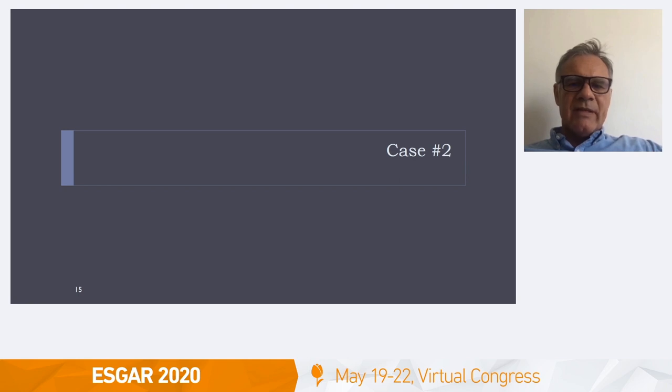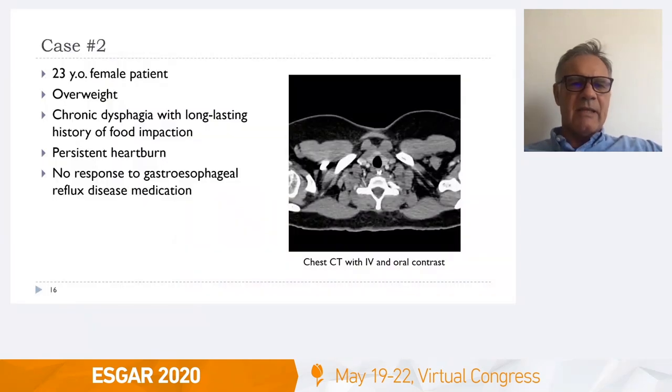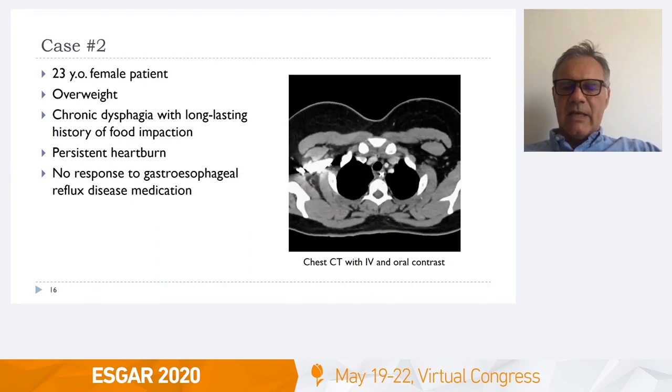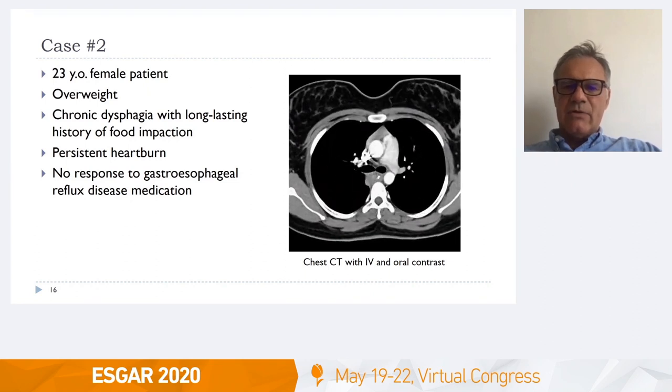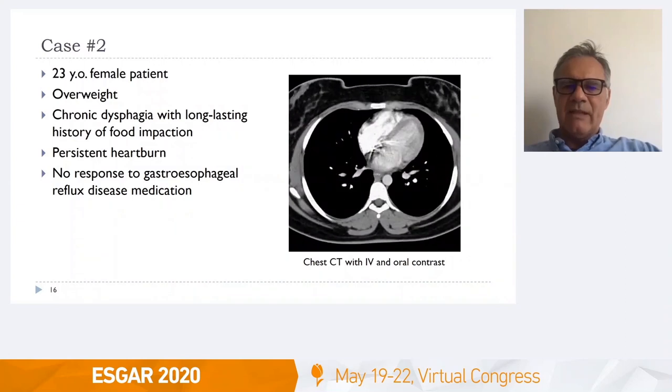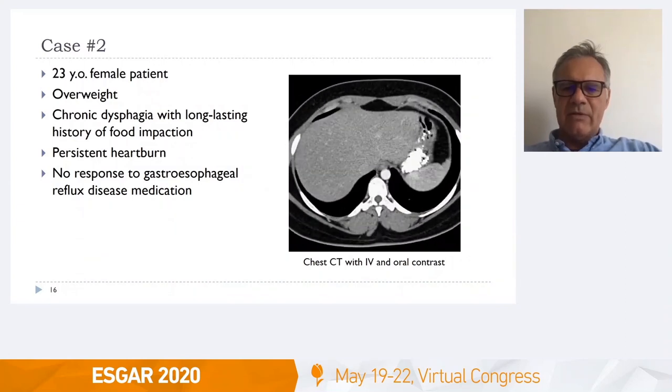Let's move now to my second case, and we have a young patient this time. It's a 23-year-old female with an overweight problem, and she complained of chronic dysphagia, a long-lasting history of food impaction, and persistent heartburn, and these symptoms did not respond to gastroesophageal reflux disease medication. So here is a chest CT. Again, it goes quickly, but you will get selected images later on the next slide.